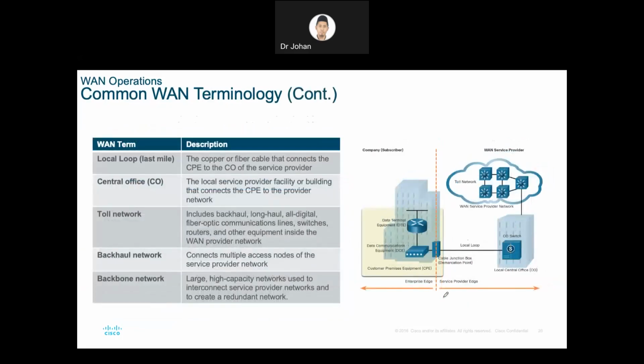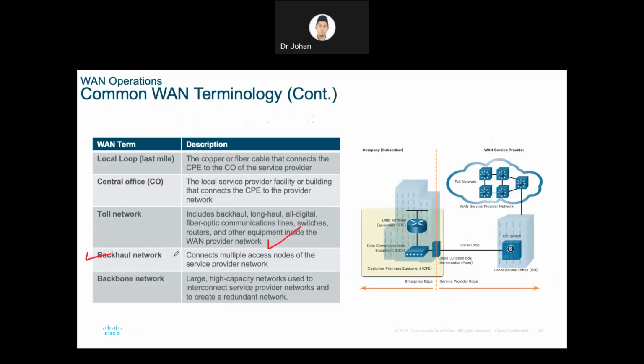Local loop, or last mile, is the copper or fiber cable that connects the CPE to the CO of the service provider. The central office is the local service provider facility or building that connects the CPE to the provider network. Toll networks include backhaul, long haul, all-digital fiber optic communication lines, switches, routers, and other equipment inside the WAN provider network.